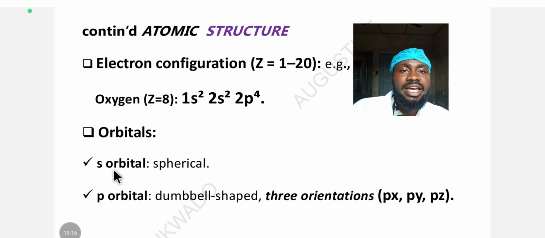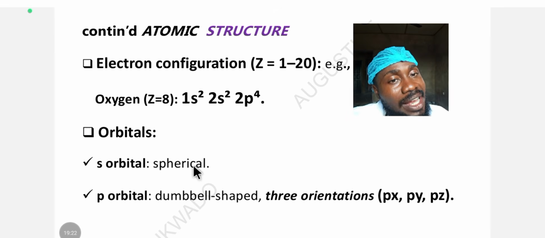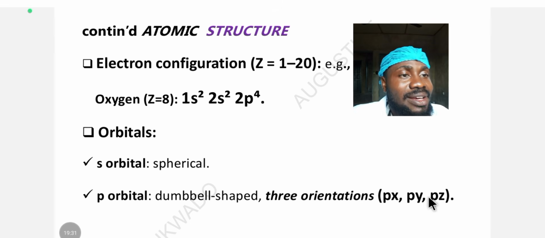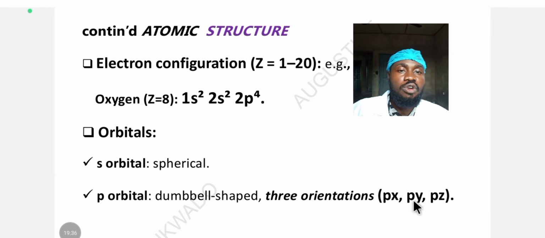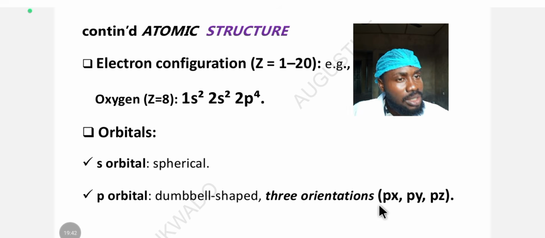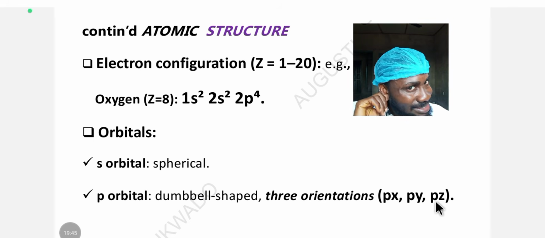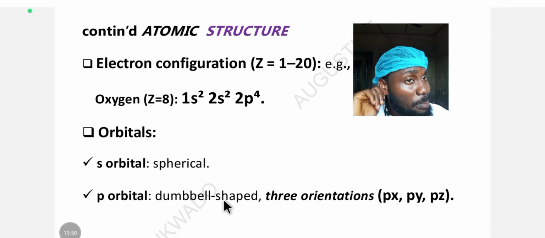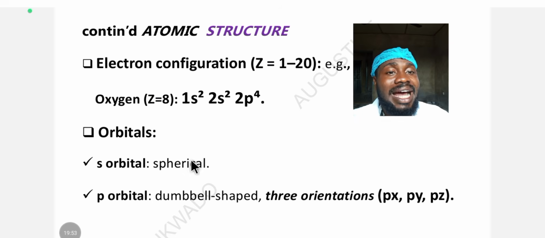When we look at the orbitals, we have the s orbital. The s orbital is spherical in shape. We have the p orbital. The p orbital is dumbbell shaped. It has 3 orientations: px, py, pz, as postulated by the theories of electron configuration. Put that in your head. While the s orbital is spherical in shape.